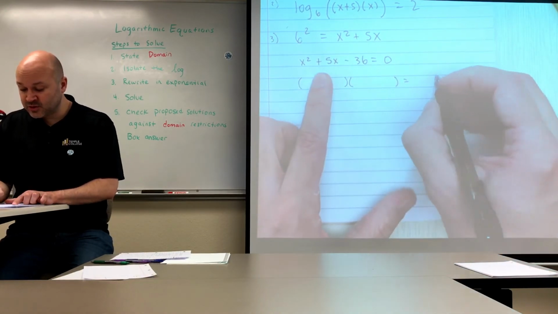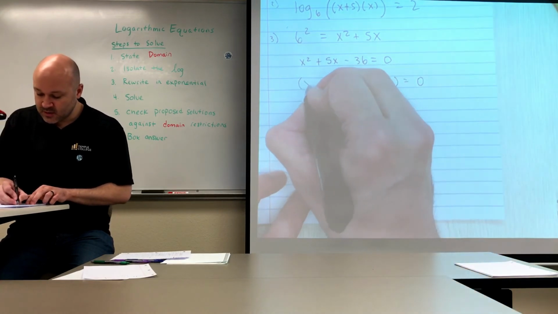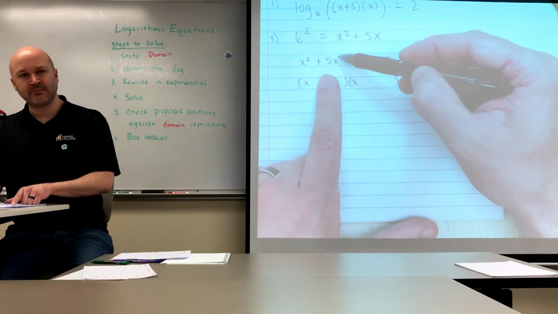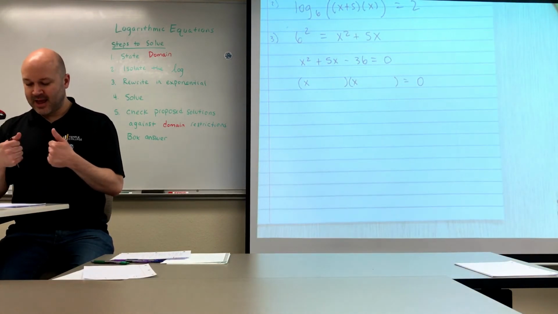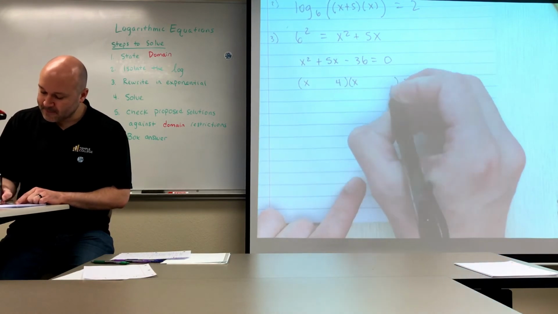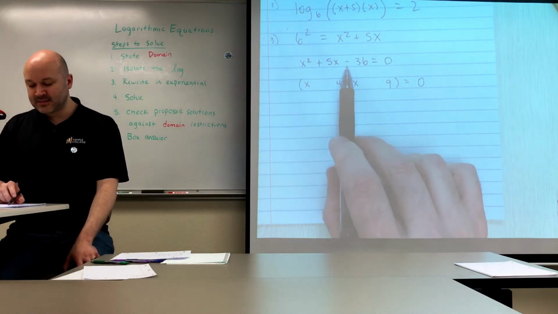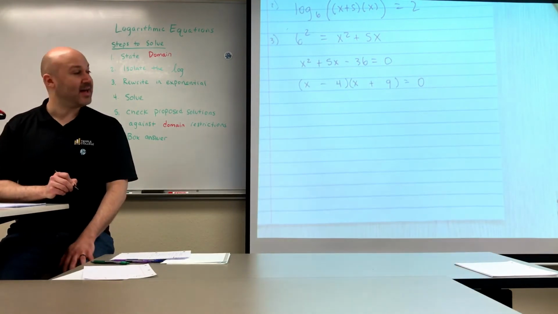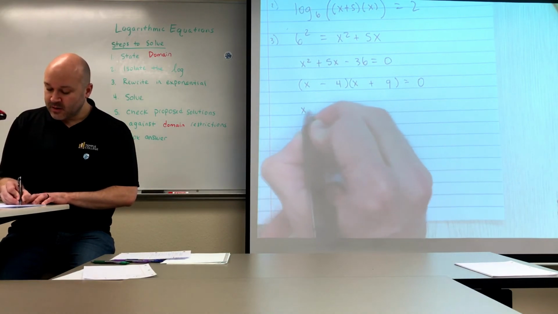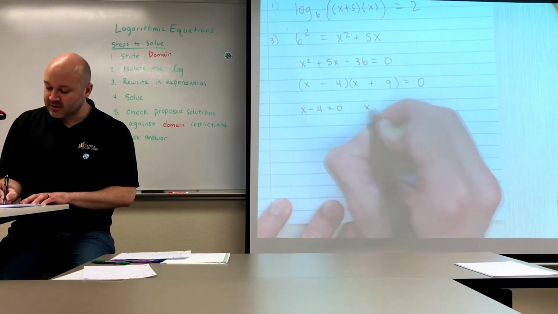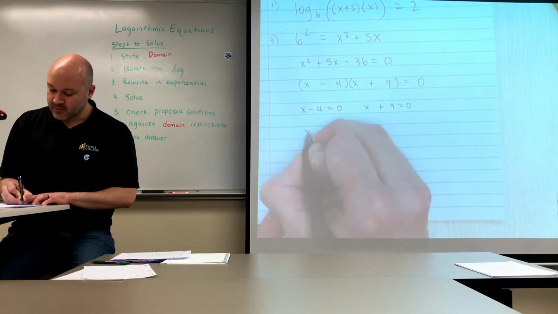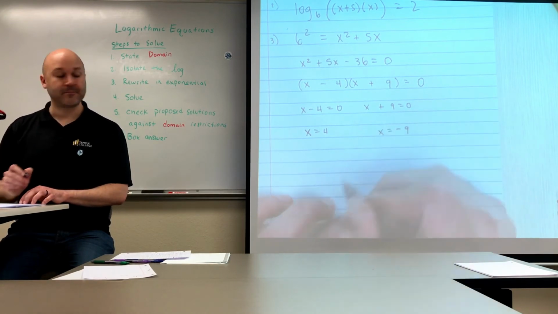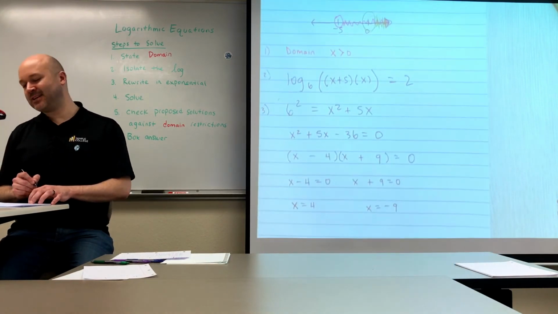The factor of a trinomial should factor into the product of 2 binomials. X and x will give me x squared. Factors of 36 that also sum to 5. 9 and 4 will do it. They need to be opposite signs to give me a negative 36, but they need to add to a positive 5. I'm thinking positive 9 and negative 4. I can set each factor equal to 0. So I get x equals 4 and x equals negative 9. Box my answers and I'm done.